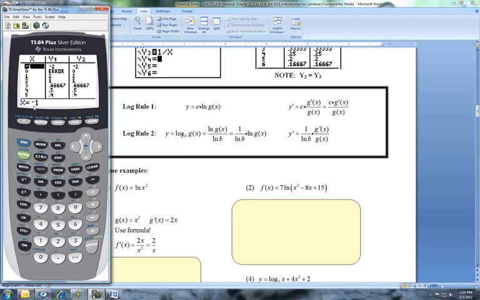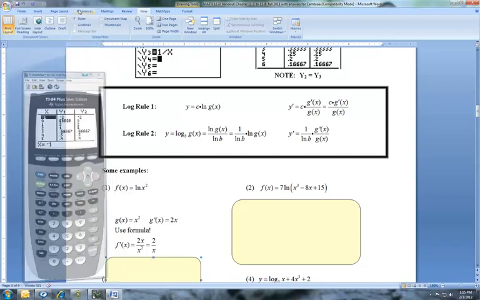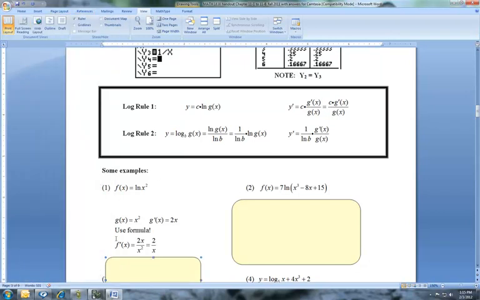There you go. It's great to have a check. So since y1 and y2 are equivalent, then this f prime of x is equal to 2 over x. That's my derivative, and we got it right. All right, let's look at the next one.